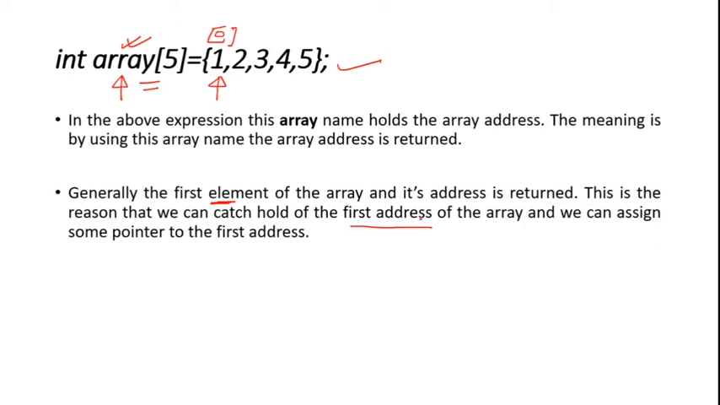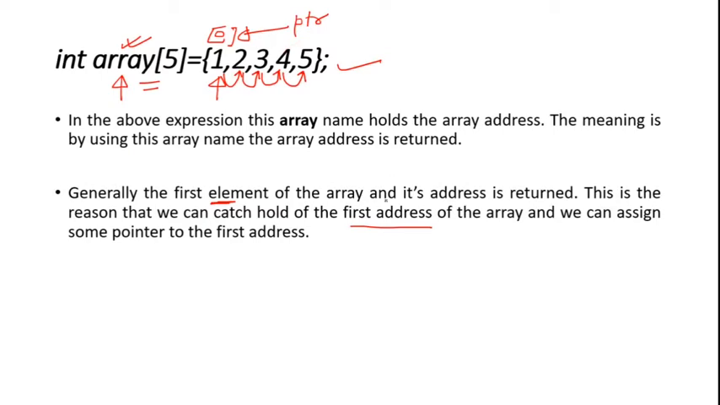This is the reason that we can catch hold of the first address. Because we are seeing how to pass a 1D array to a function using pointers, addresses have a lot of importance for us. Since we want to deal with pointers, the first address of the array has to be accessed. Once we access it, we can move one by one just by incrementing the pointer. If some pointer points to the first address of the array, that pointer can play an important role in accessing the other elements of a single-dimensional array.